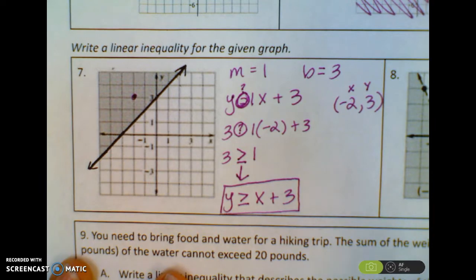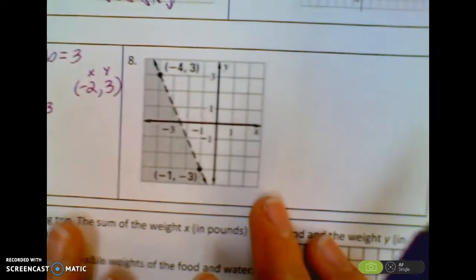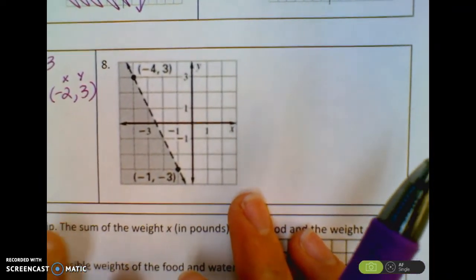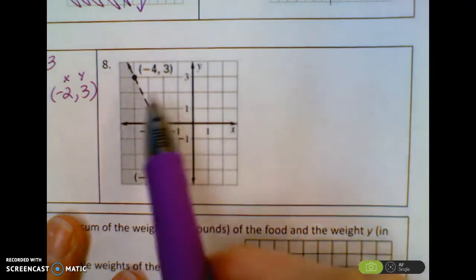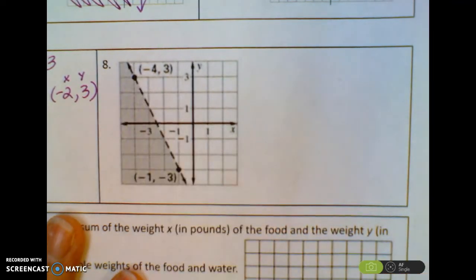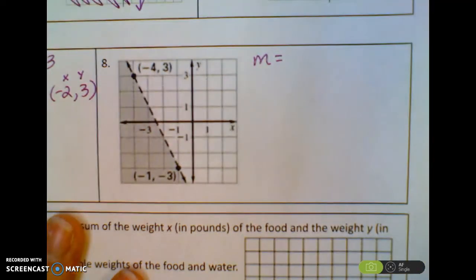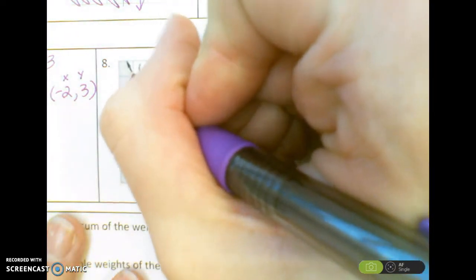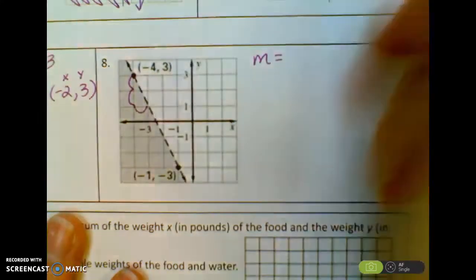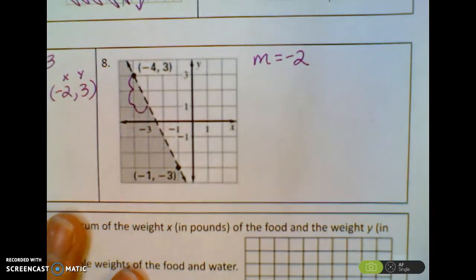So let's look at one more of these. Again, if I'm going too fast, pause the video so that you can catch up. We've got a dotted line this time, and so what kind of information do we need to write an equation? We need the slope, and we either need a y-intercept or a point. So first of all, the slope. It looks like we're going down 2 and over 1, so our slope is going to be -2.